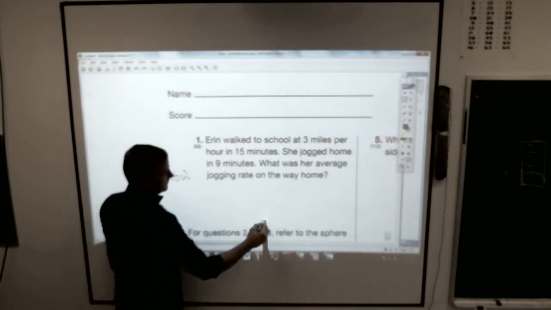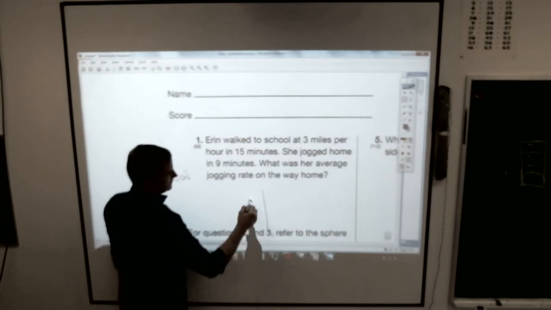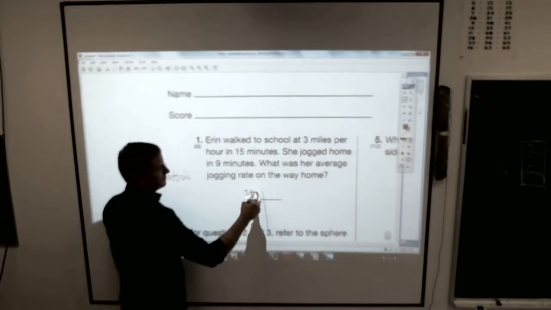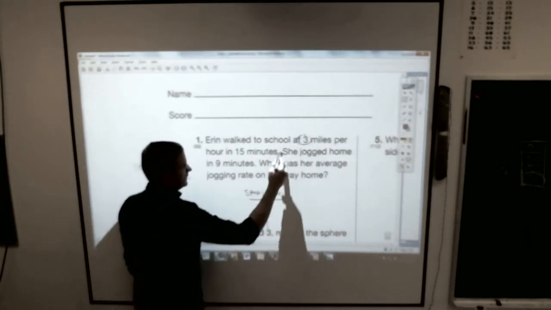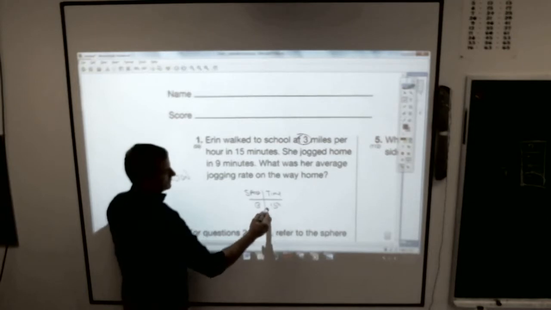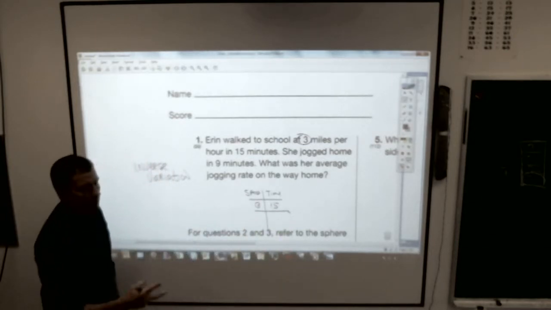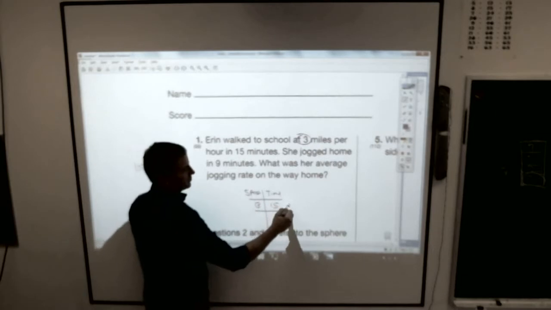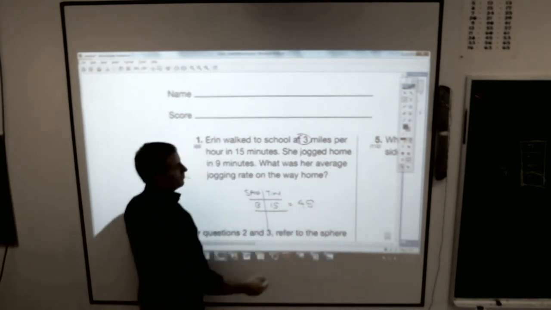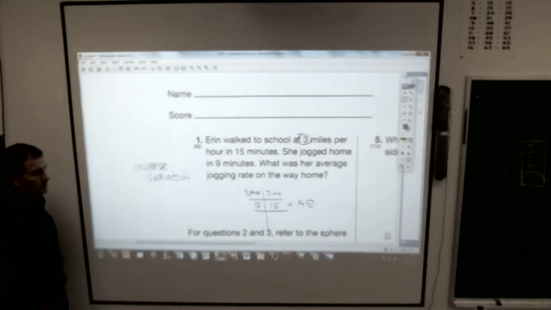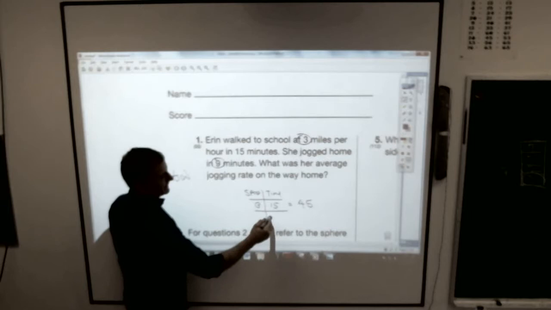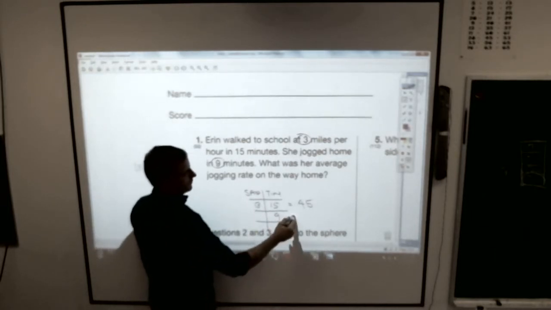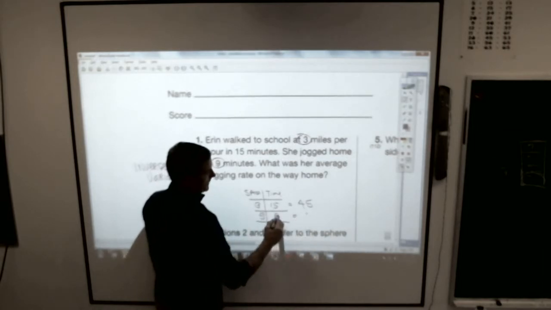Then you just need to create a little table here and put speed over here and time over here. The first one, her speed was 3, and it took her 15 minutes. So you know right away, no matter what happens, when you multiply your speed times your time, you must get 45, no matter what the pair is. In this case, she jogged home, her time went to 9 minutes. So you just have to say 9 times what number here is going to give you 45, and that is 5.